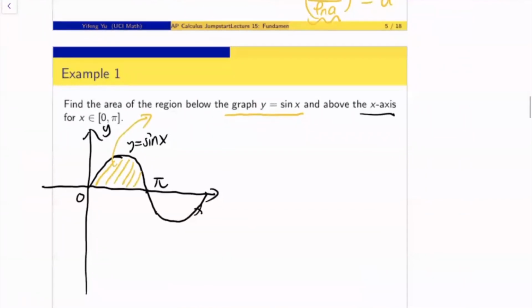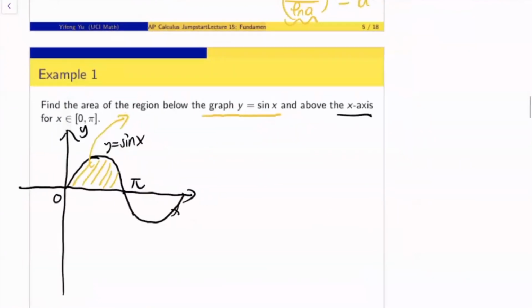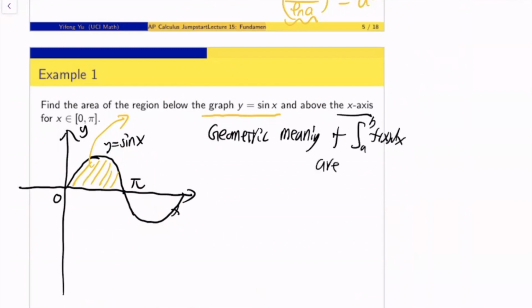Now, as we mentioned in the previous lecture, if we recall the geometric meaning of the integral, this is the area below the graph.